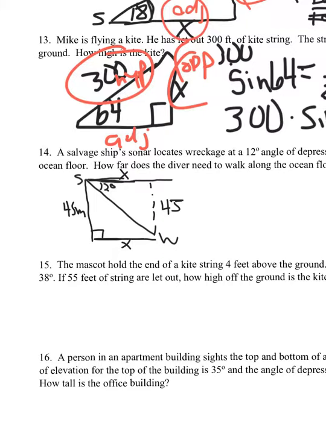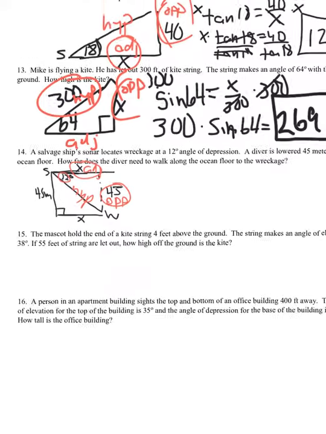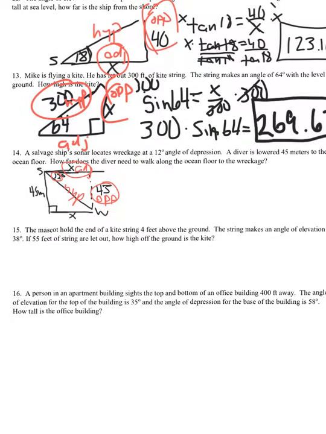And you can just solve from the 12, which from here would give you opposite, hypotenuse, adjacent, right? And so the 45 length and the adjacent variable is what we're going to solve for. So let me zoom out a bit. So that's going to give us tangent 12 degrees equals opposite 45 over adjacent x.